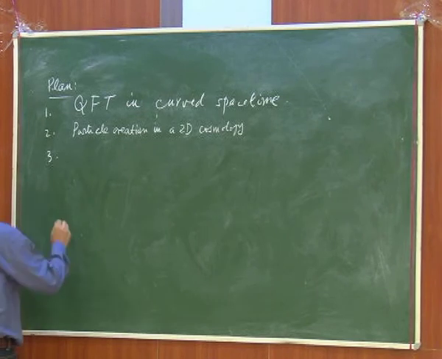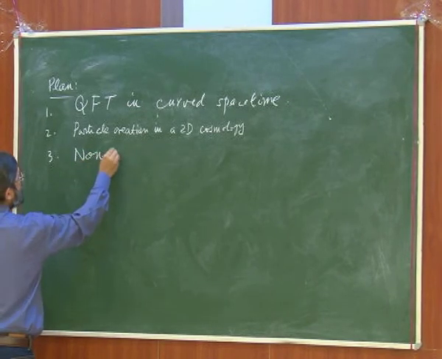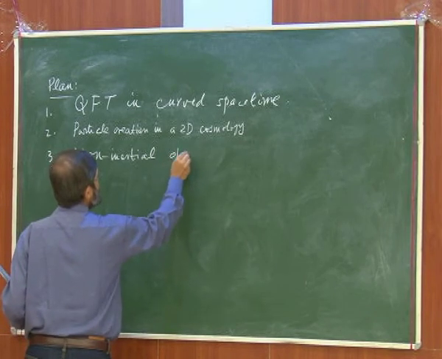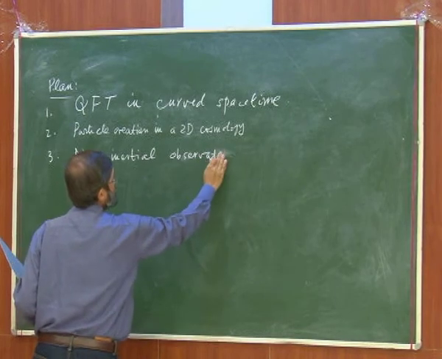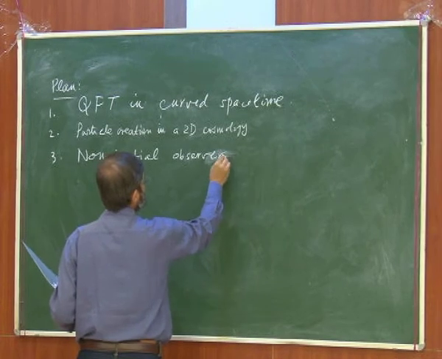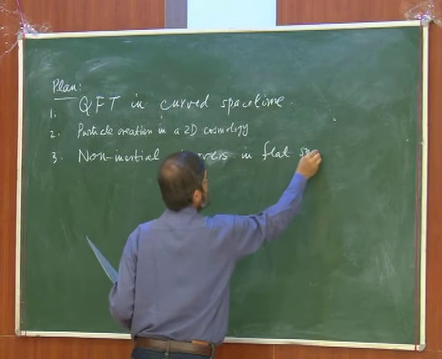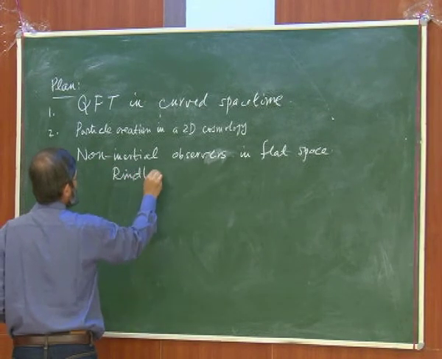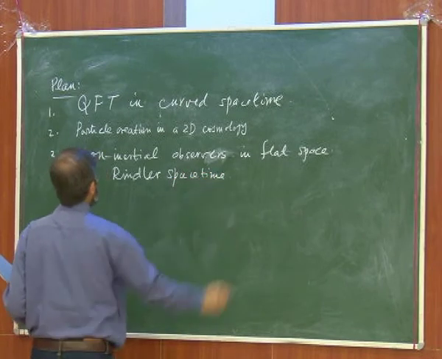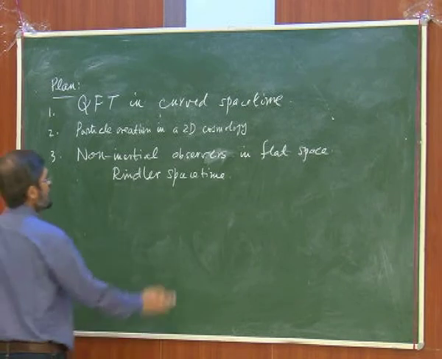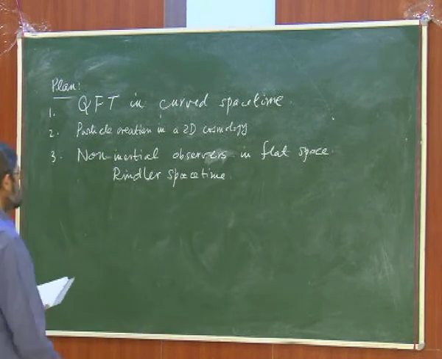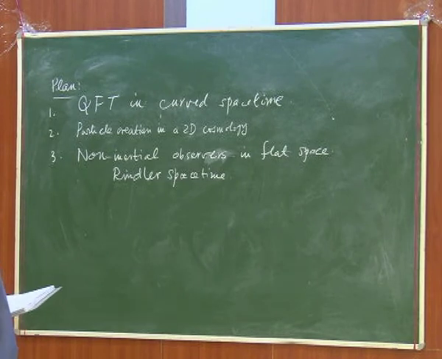Then the notion of particles and vacuum. Non-inertial observers in flat space. So that's Rindler. I'll introduce Rindler spacetime. Rindler spacetime is interesting by itself, in order to explain the role of non-inertial observers in flat space, and also about the various choices of vacua that are possible in quantum field theories, even in flat space.